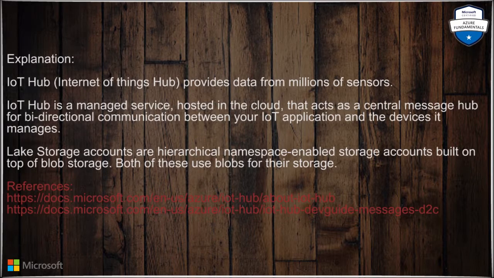Explanation. IoT Hub, Internet of Things Hub, provides data from millions of sensors. IoT Hub is a managed service, hosted in the cloud, that acts as a central message hub for bidirectional communication between your IoT application and the devices it manages. Lake storage accounts are hierarchical namespace-enabled storage accounts built on top of blob storage. Both of these use blobs for their storage.